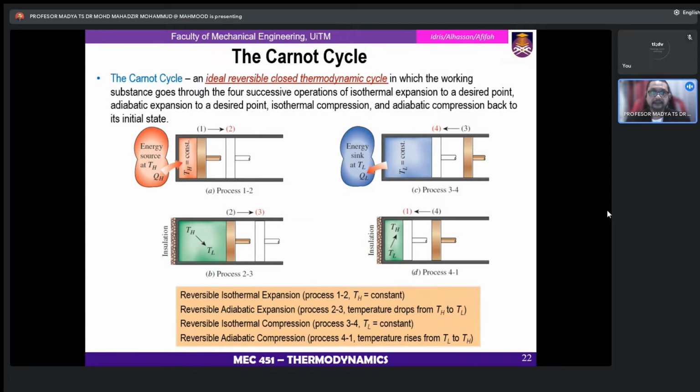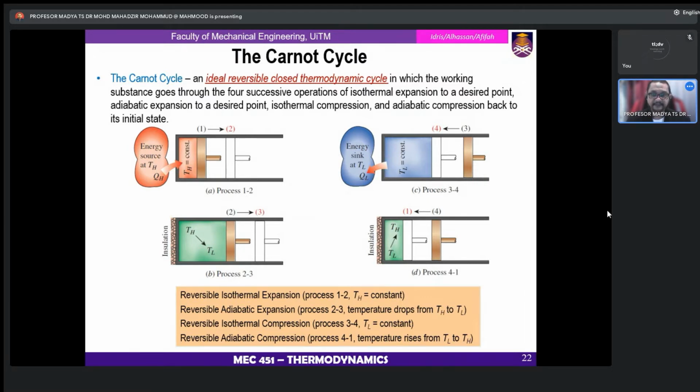Actually, the Carnot Cycle is an ideal reversible closed thermodynamic cycle in which the working substance goes through four successive operations: an isothermal expansion to the desired point, adiabatic expansion to the desired point, isothermal compression, and adiabatic compression back to its initial state. That is the Carnot cycle.